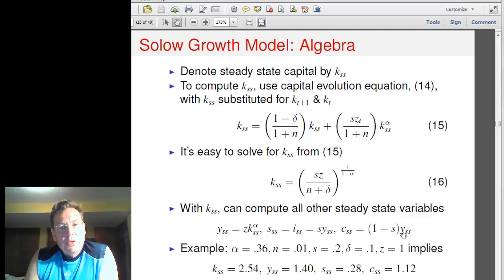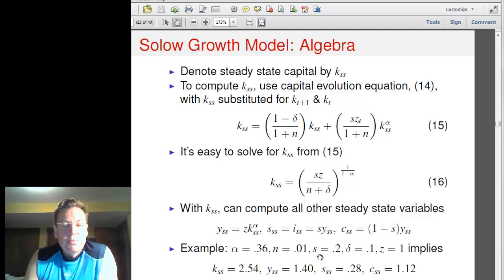Now, once you put it on a spreadsheet, of course, you're going to have to assume some parameter values. And so what we're going to do is use the ones in these notes. These are not completely arbitrary. Alpha equal to 0.36 is consistent with empirical estimates of what the share of income is that goes to capital. N equal to 0.01 means that there's a 1% growth in population per year.